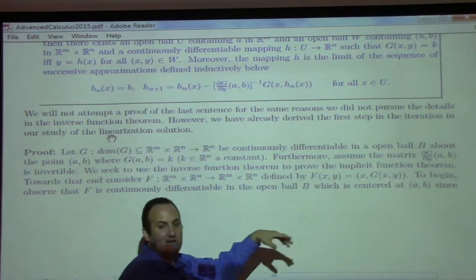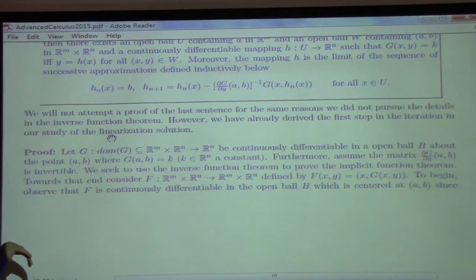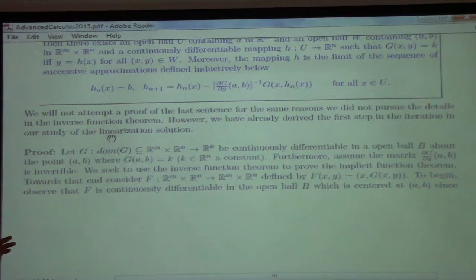That's the function. And the claim that we're going to show, which is very simple, is that this function has an invertible Jacobian at the point as a consequence of just assuming that partial g partial y is invertible at the point. That's the condition. We need partial g partial y to be invertible in order to solve for y as a function of x.